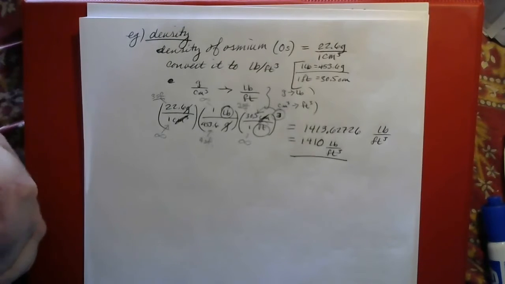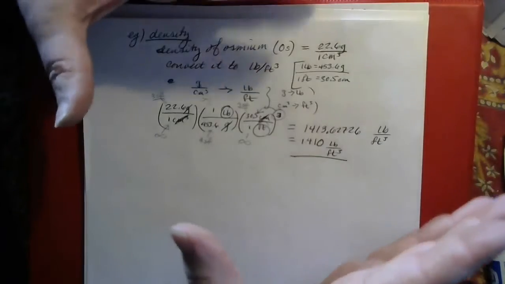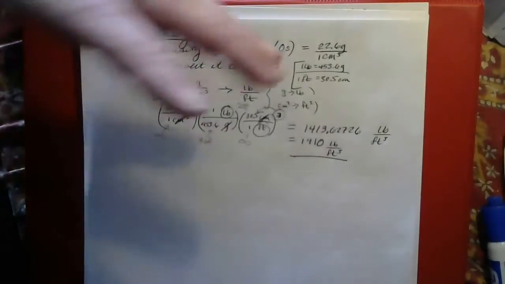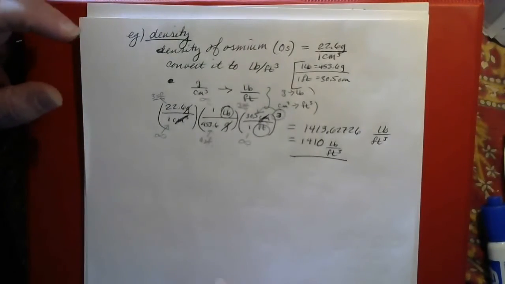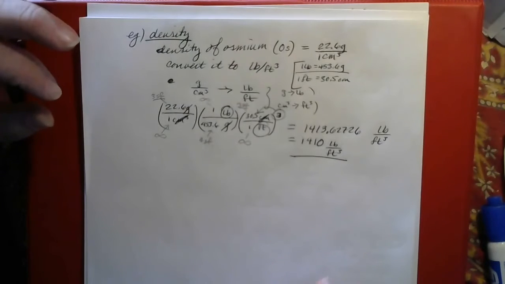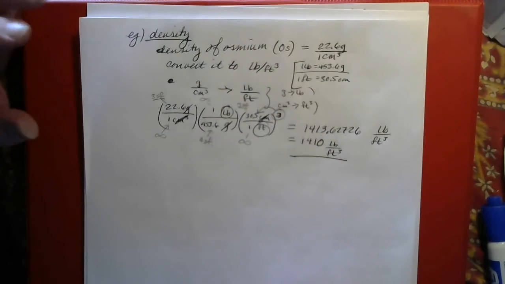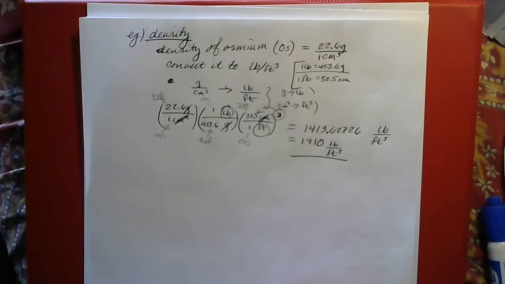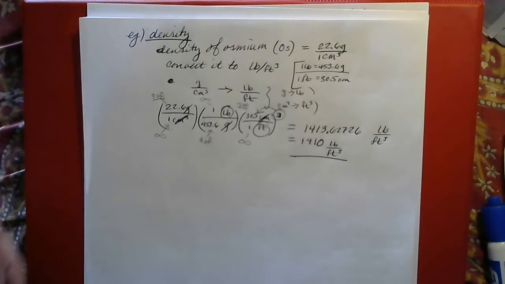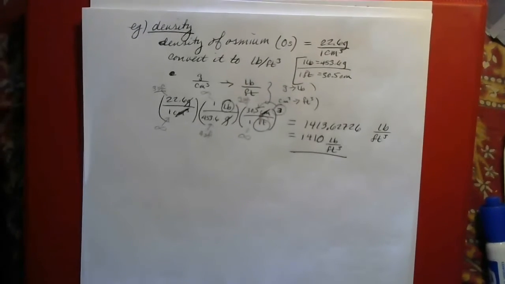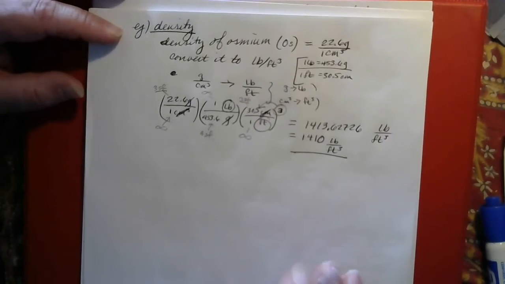Now we can think about what that means. If you had a block of osmium that's 1 foot on each side, which isn't all that big, it would weigh 1,410 pounds. You probably wouldn't even be able to put it on the floor in your house because it would collapse the floor. 1,410 pounds is probably about the weight of one of the old school Volkswagen Beetles, back when the engine was in the rear. They probably weighed about 1,400 pounds.